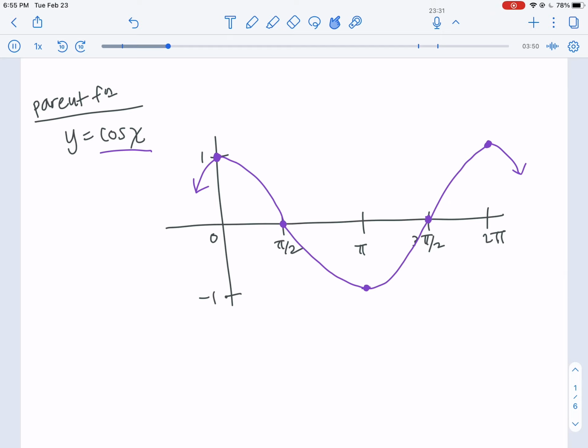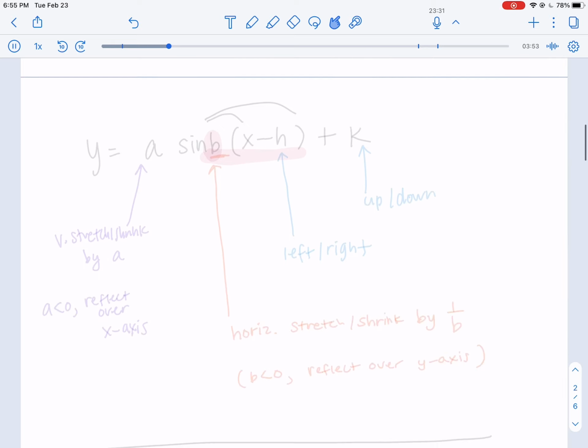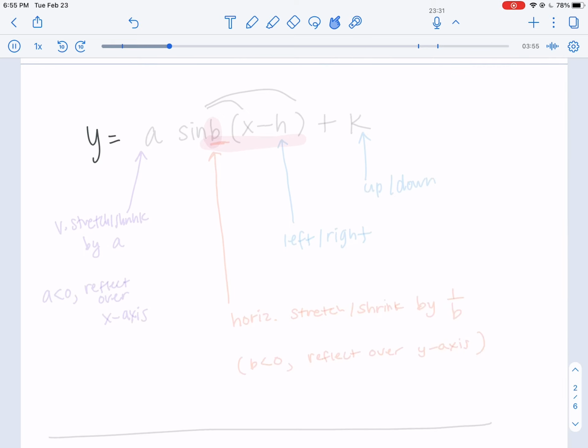All right, so let's consider the transformation here. I'll just do it for the sine function, but it's the same for cosine functions as well. So if I have a sine of b times x minus h plus k, what does that k do? Up and down, right? It's the vertical shift up and down. What about the h? What does that do? The left or right, right? It's opposite of the sign, so it's left or right.